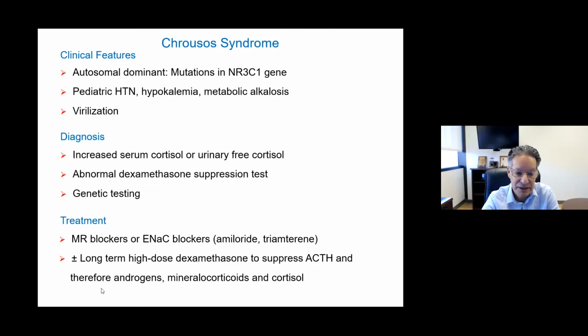Again, the treatment, similar to before, MR blockers or ENaC blockers, amiloride or triamterene.